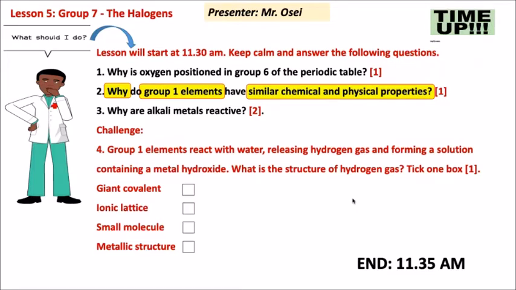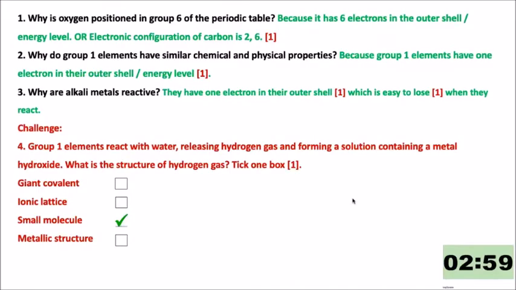Time up. So the first question is, why is oxygen positioned in group 6 of the periodic table? I'll go straight to the mark scheme so that we can get on with the work. Currently the answers are provided for you. Group 6 because there are 6 electrons in the outer shell or energy level. If you write down the electronic configuration of oxygen, it shouldn't be carbon, it should be oxygen, sorry. So that is 2,6 for oxygen. I'll correct that for the main video.